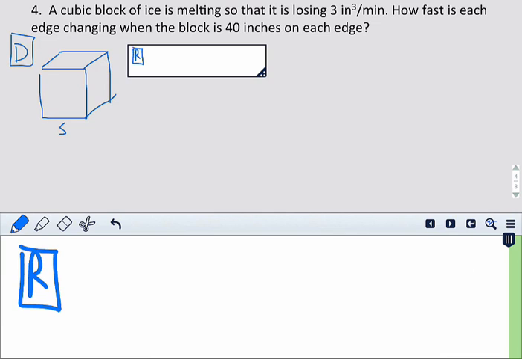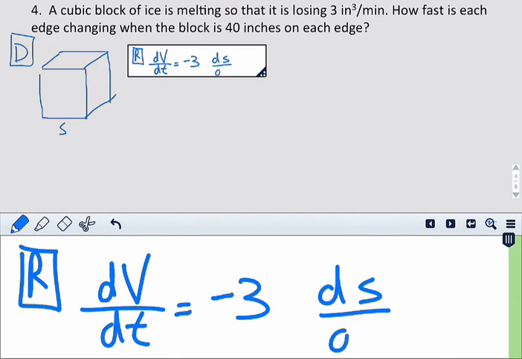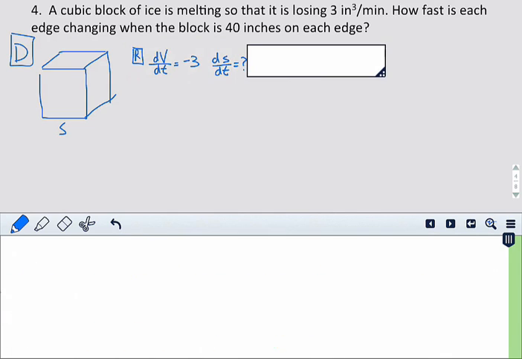For our rate, we know that it's melting and it's losing 3 cubic inches per minute, and that's a volume. So the change of volume with respect to time is going to be -3 because it's losing. So it's saying how fast is each edge changing? Well, that's going to be ds over dt. So that's what we're trying to find, and we want to know this when the side equals 40.